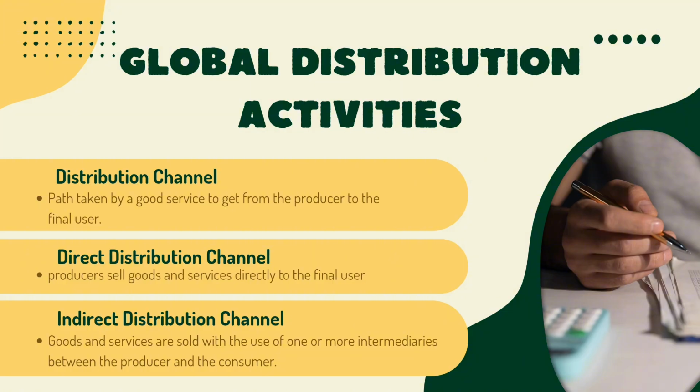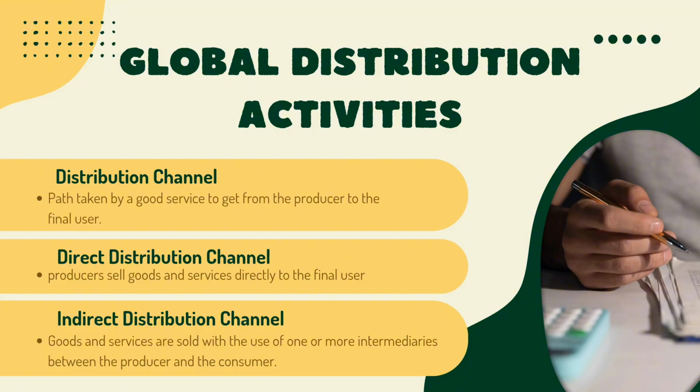Direct distribution channel. It is where the producer sells goods and services directly to the final user. This is the most straightforward way to sell. The company that creates the product sells it directly to the people who will use it without any middleman involved.